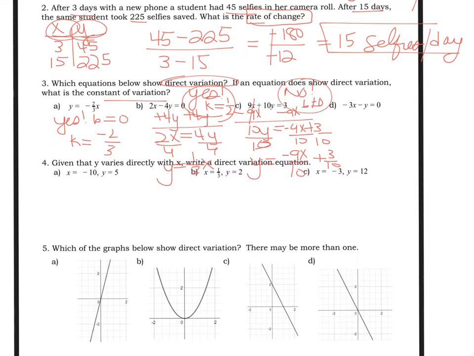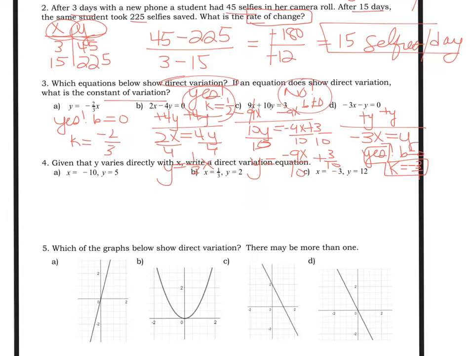And if I look at the last one, I'm going to go ahead and add y again to the other side. You could have added 3x, I'm just adding y because it's going to make my life easier. So I'll have negative 3x equals y. Now notice y is alone. Does b equal 0? Yes, so it's a direct variation. So k equals negative 3, or negative 3 over 1.